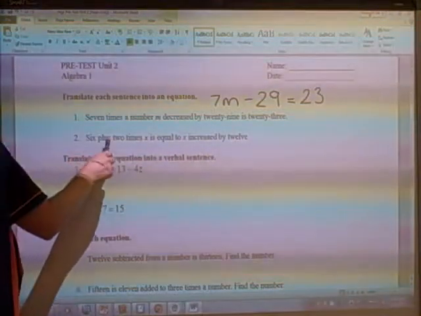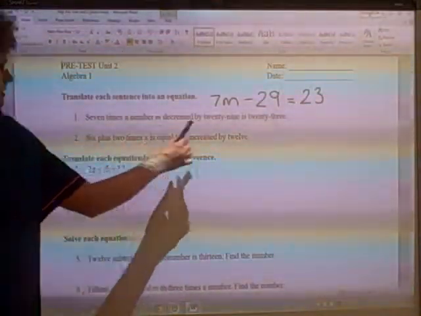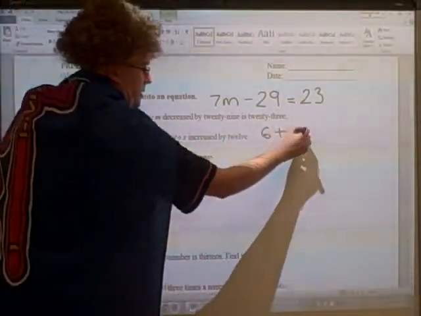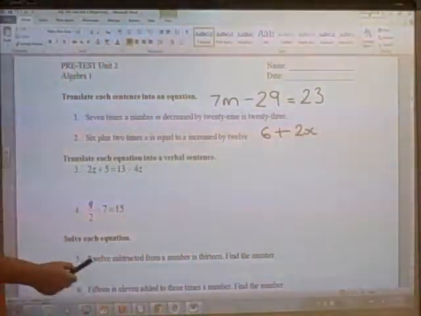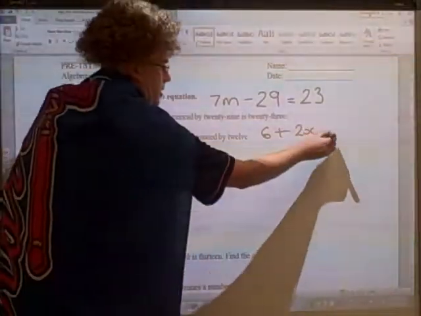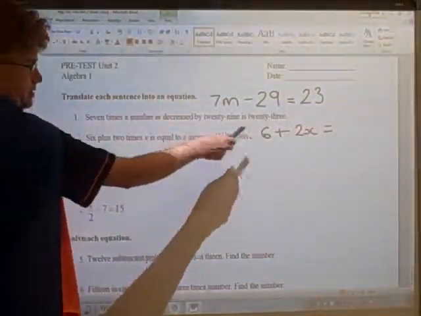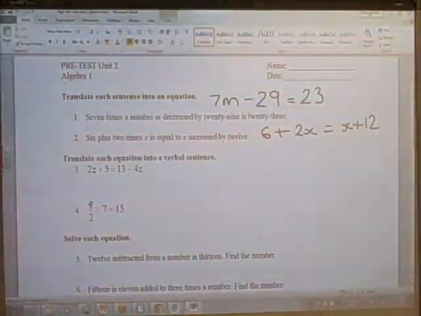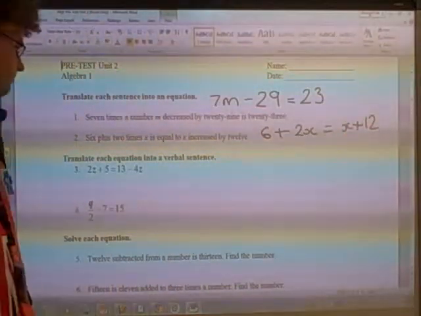Next one, 6 plus 2 times an x, so 6. There's your plus symbol, 2 times x, so once again in algebra we write those next to each other, is equal to x increased by 12, and increase suggests that we're adding, so we're finished with that question as well.